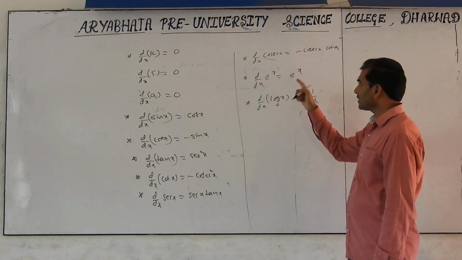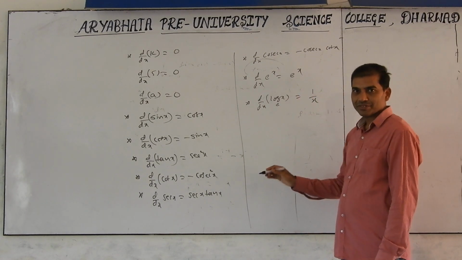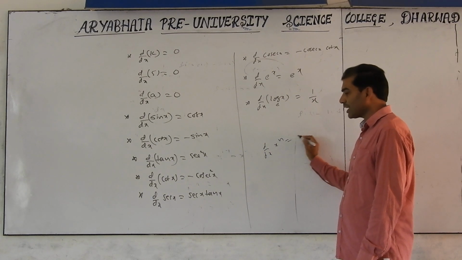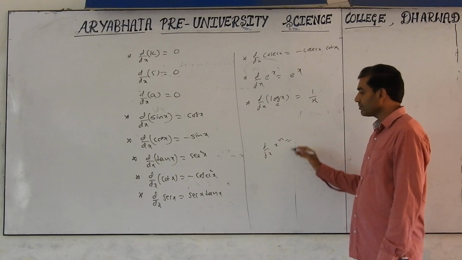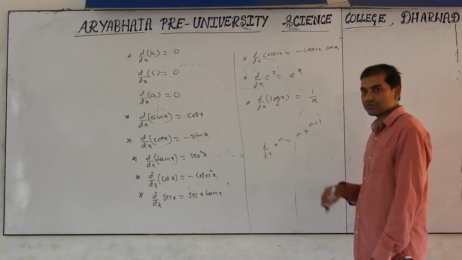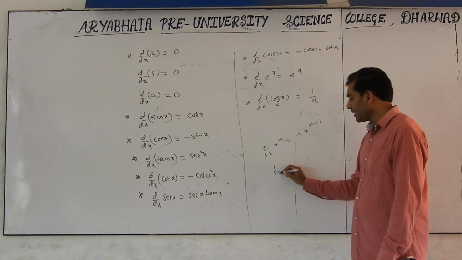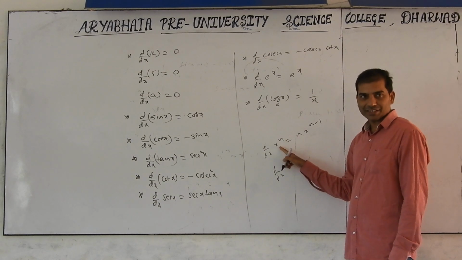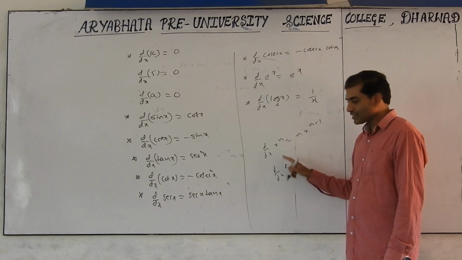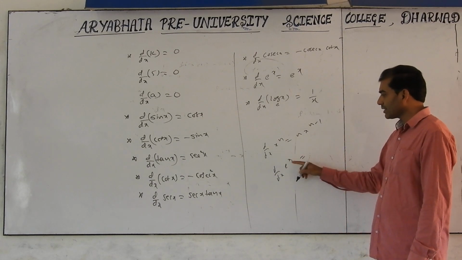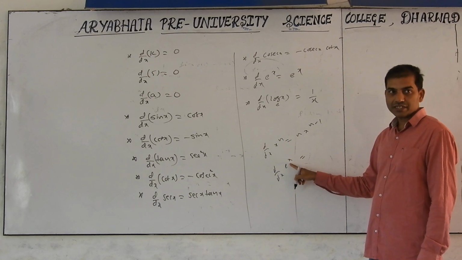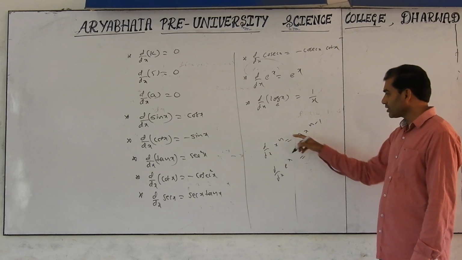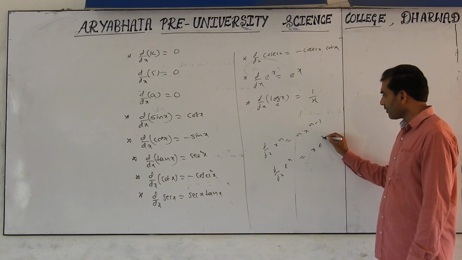Here, with e raised to x, some students can make a mistake. We know that the derivative of x raised to n is n into x power n minus 1. For d by dx of e raised to x, they will think that this is in the form of x raised to n. Is it in the form of x raised to n? Some students do it like this: they will think n as x and consider x as e. Then if you apply this formula, we will get x into e power x minus 1.